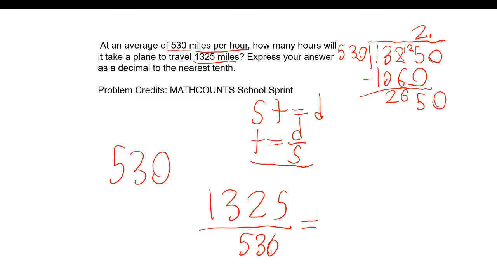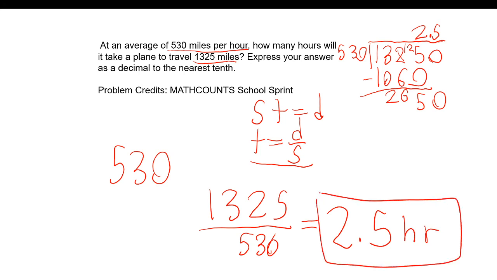Now we need to divide 2,650 by 530. Notice how 500 times 5 is 2,500. Now this seems pretty close, but all we need to do is check the division. And if we multiply this, I'm going to multiply right now. 530 multiplied by 5 is 2,650. Henceforth, our answer is 2.5 hours.